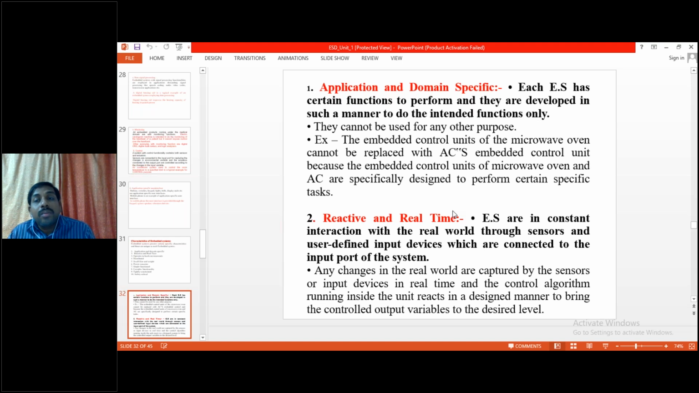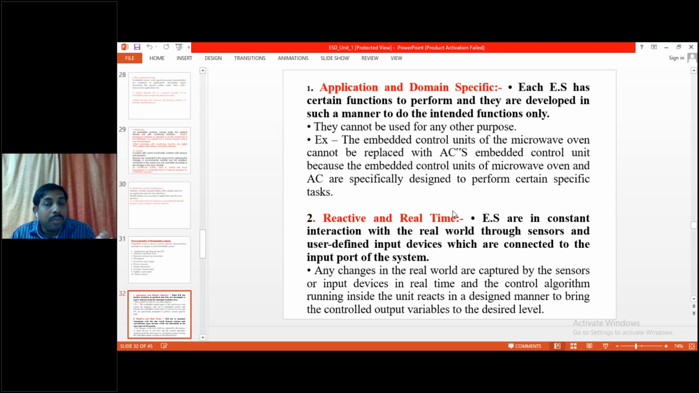So embedded systems are in continuous interaction with the real world through sensors and some user defined input devices connected to the input port. Any changes in the real world will be sensed by the sensors, and the control algorithm running inside the unit is designed in such a manner to generate a controlled output variable to the desired level.